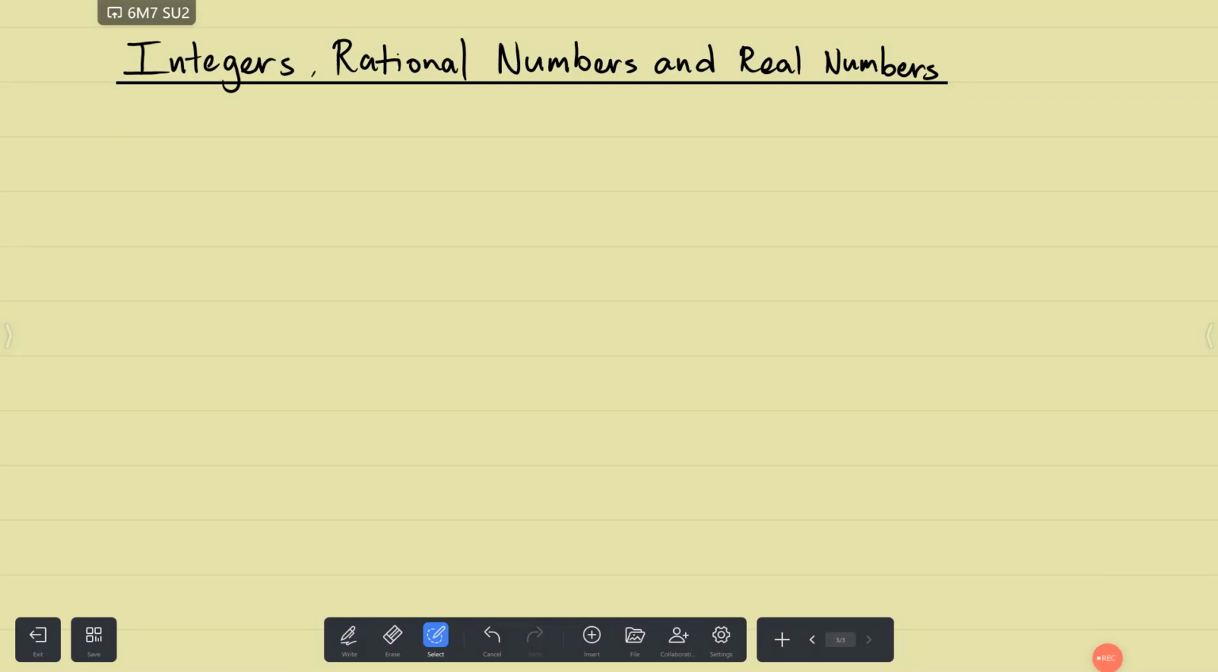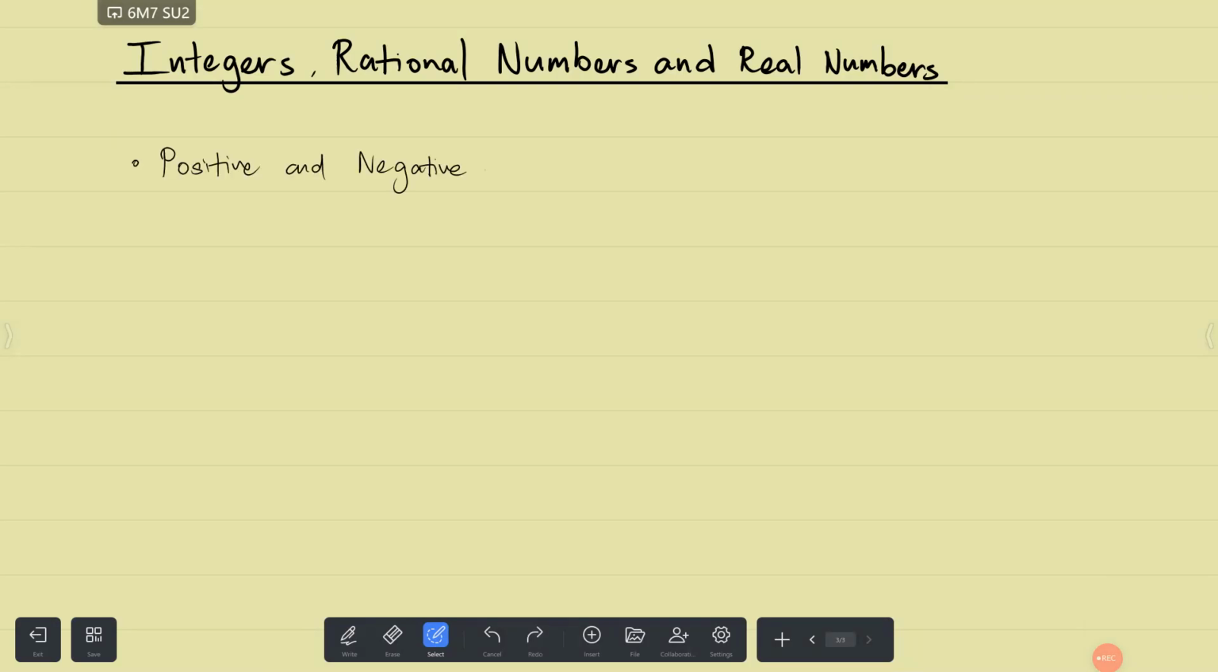So for example, in primary school we learned that there are odd numbers and there are even numbers. And of course in Sec 1, which we probably learned recently, there are prime numbers and composite numbers. So in this topic, we're looking at more classifications of numbers that will be interesting for you in your time in secondary school.